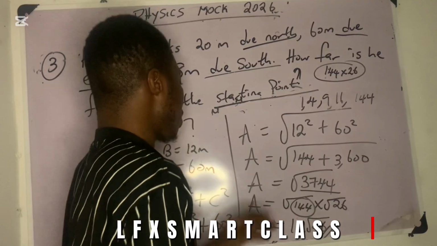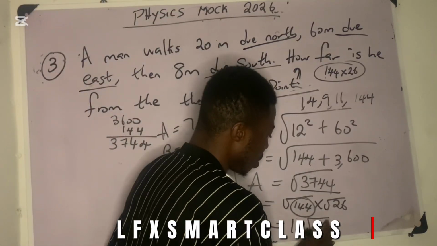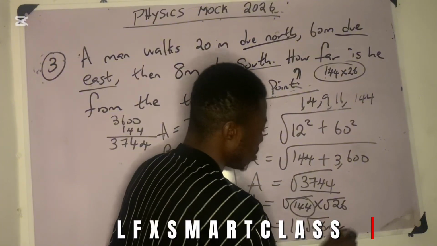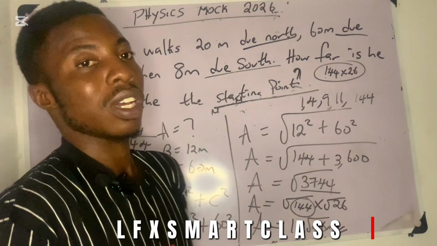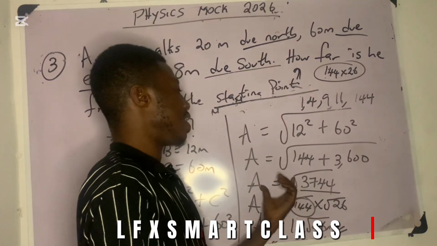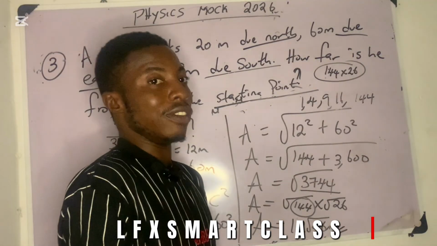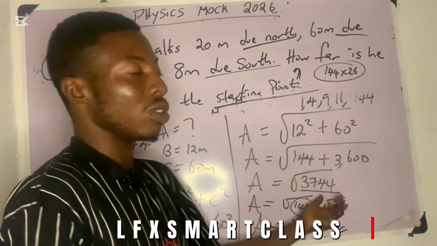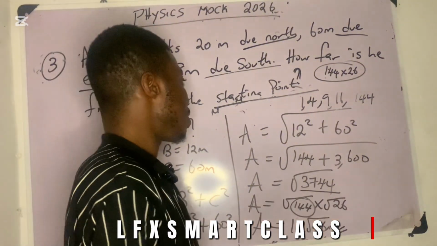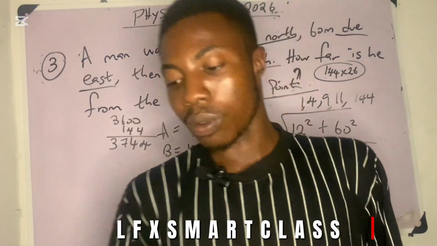So that is what the starting point is. Remember that it's measured in meters, so my answer will be in meter. But if this was not in surd, though JAMB will always test you on surd, we just divide. A is equal to the square root of 3744. That's going to be your answer. So this A is your starting point. Now let's go to number 4 question.